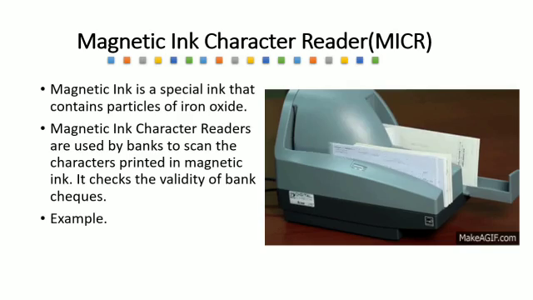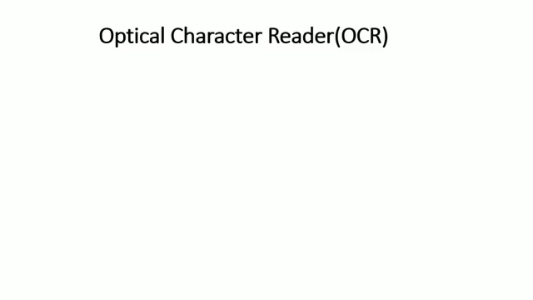For example, on a bank check, they use the MICR number that is printed with magnetic ink, and the MICR reader will read whatever data is written in magnetic ink, and they check some validities of the bank checks. So that is MICR.